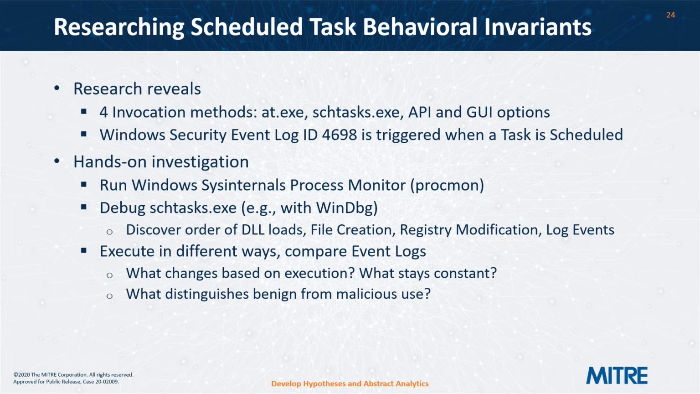Our research also uncovers what seems to be a very useful built-in event from Windows. Event code 4698 from the security event log is triggered when a task is scheduled. Perfect. We're going to need to keep that in mind as we proceed, because if event 4698 fires across all those different invocation methods, it'll be a great event to collect and use in our analysis.